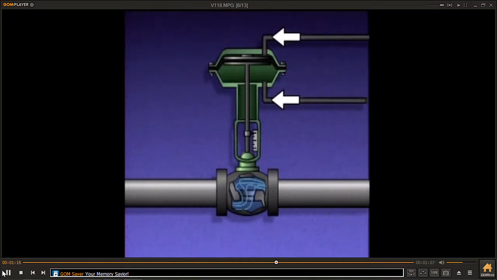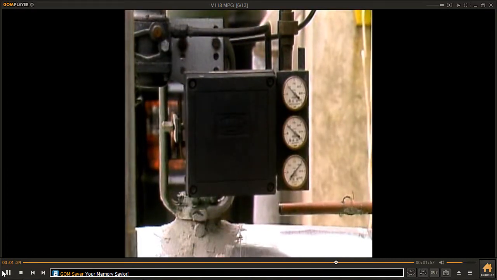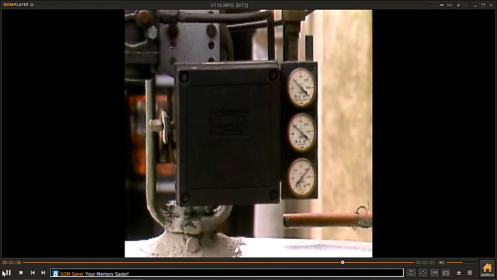These actions make stem movement, and therefore valve position, proportional to the difference between the two air pressures applied to the chambers of the actuator. Controlling the applied pressures enables the actuator to position the valve anywhere within the limits of travel for the actuator. In most applications, accurate positioning is achieved by using a device such as a positioner to add air to one side of the diaphragm and bleed it off the other side.